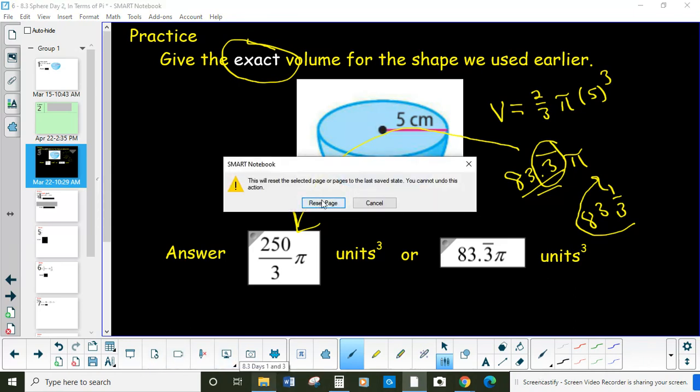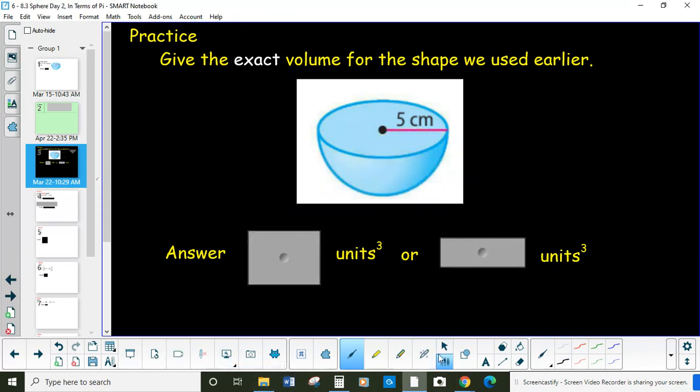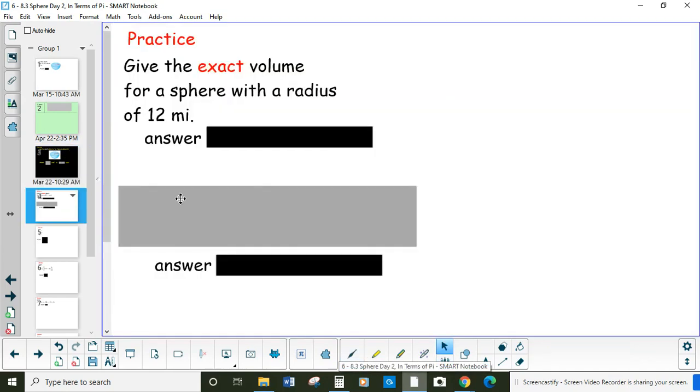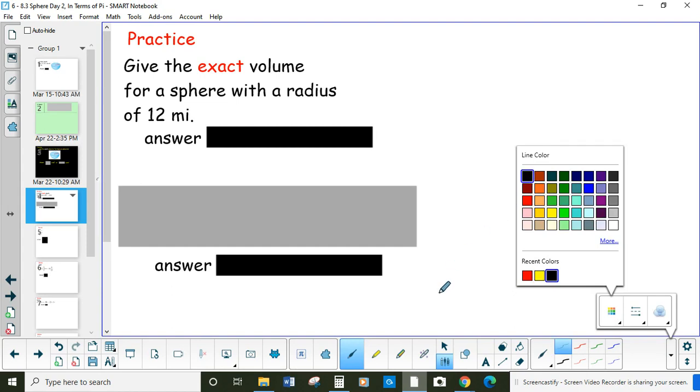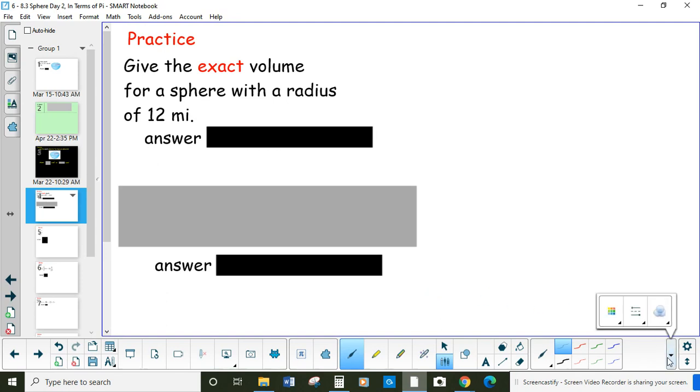Let's try the next problem. Now that we have that new knowledge of what in terms of pi means, or an exact answer, when pi is involved, we do in terms of pi. So let's go ahead and try the next problem. I want you guys to pause the video, read this problem, and try this problem. So let's see how you guys did.